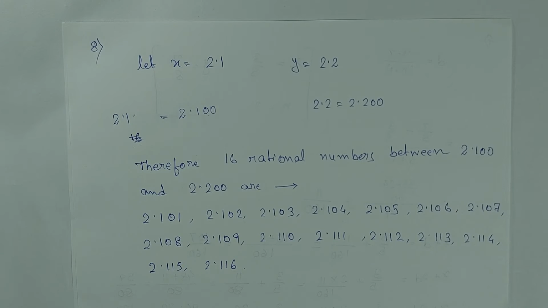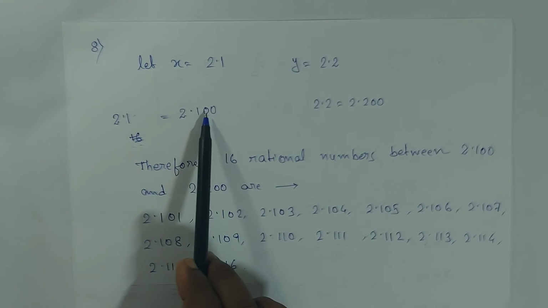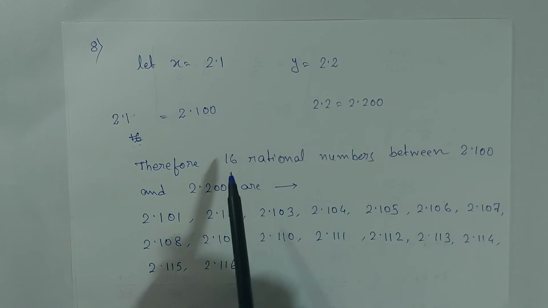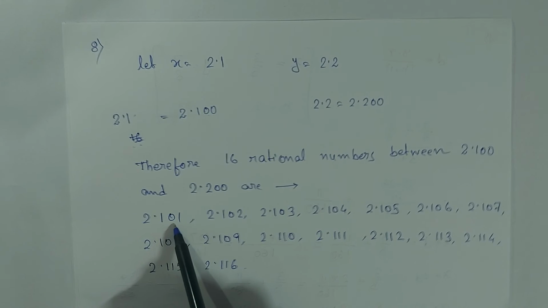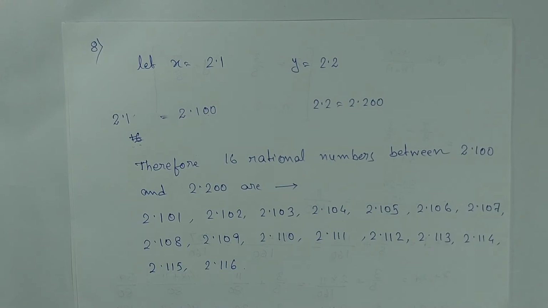Now, as I have taken this, my answer is this. If anyone takes another thing, like anyone can write it as 2.1000, 2.2000, then 2.1001, 2.1002, that can also be the answer. So up to whatever you have assumed, based on that, your answer can be different.